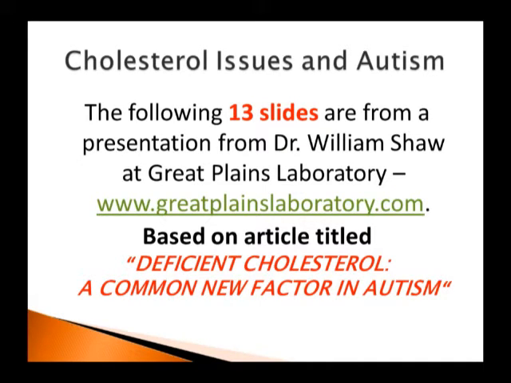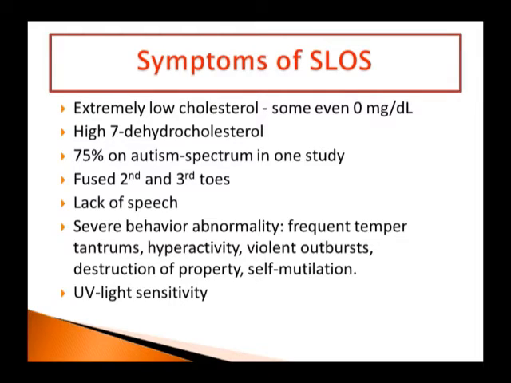This genetic disorder called SLOS, we know it's a genetic disorder that affects the body's ability to make cholesterol. And in some cases of SLOS, these kids have actually shown up with extremely low levels of cholesterol. And then they have the cholesterol precursor, which is high, called 7-dehydrocholesterol. In one particular study, 75% of those with SLOS.